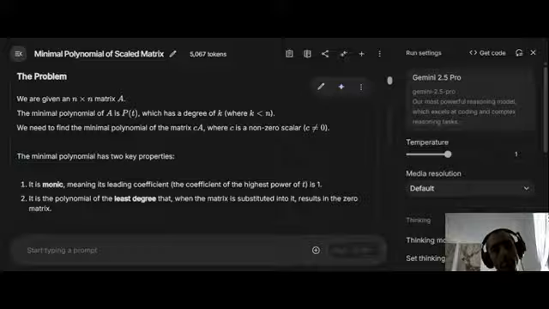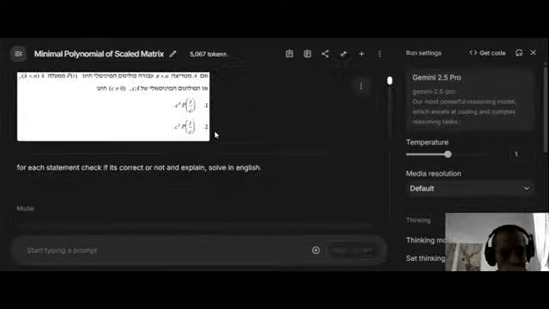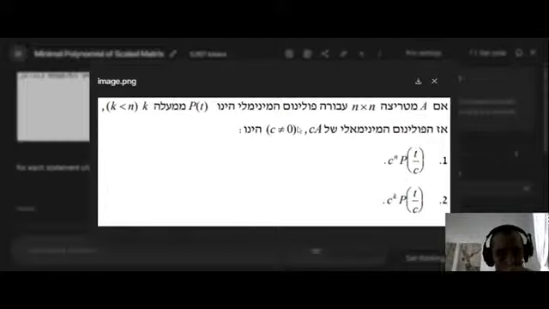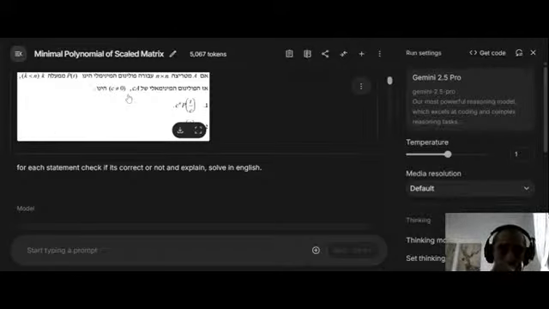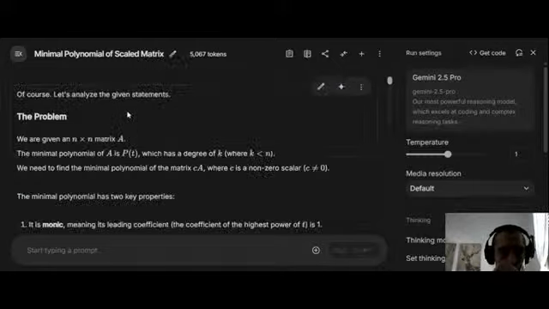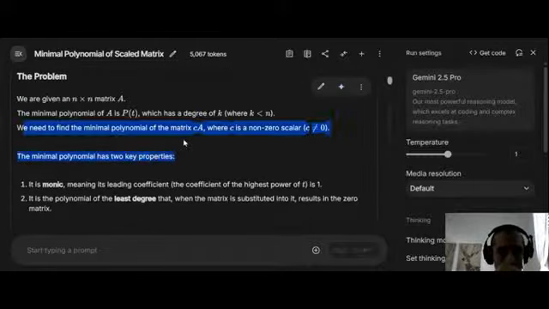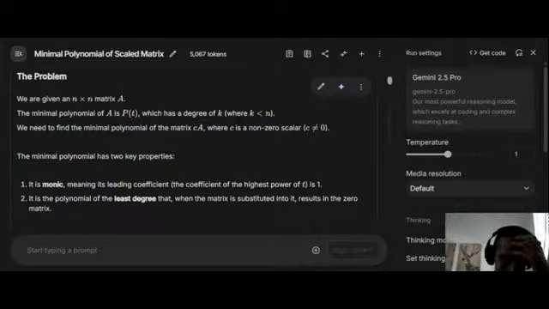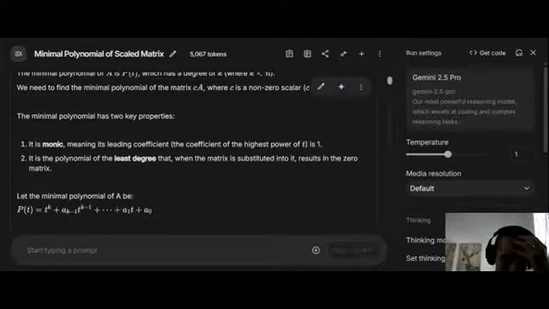The minimal polynomial of the matrix is monic, meaning its leading coefficient is 1. It is the polynomial of the least degree that, when the matrix is substituted into it, results in the zero matrix.